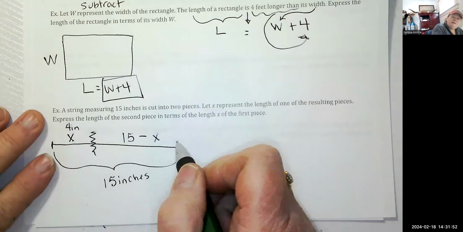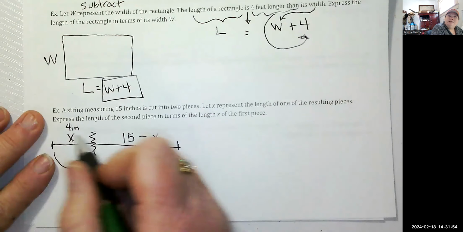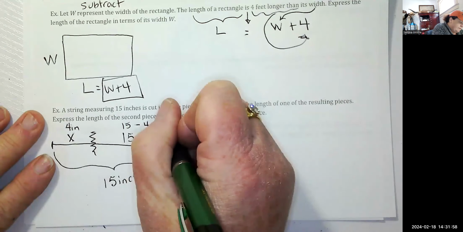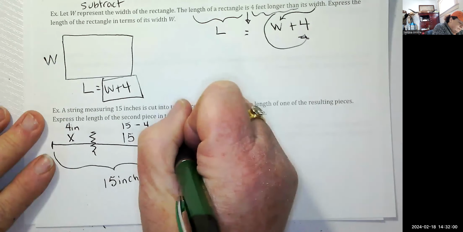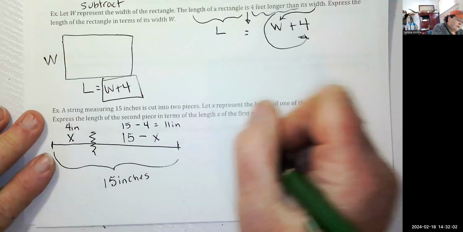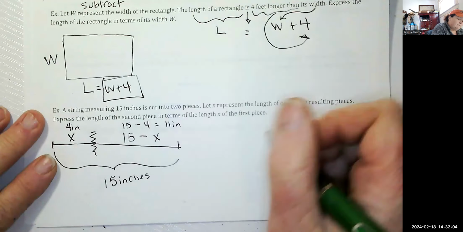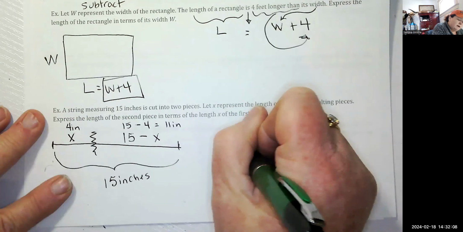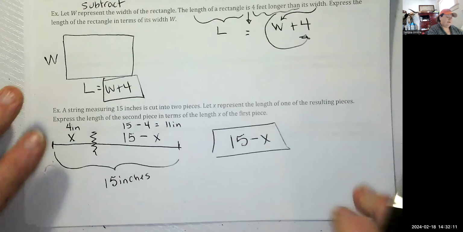Well, then how much is the other piece? It's 15 minus 4, which would be 11. All right, so all they wanted us to do was express the length of this second piece in terms of length X. So 15 minus X. All right.